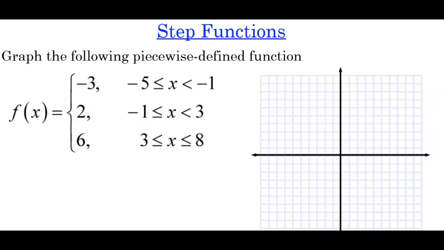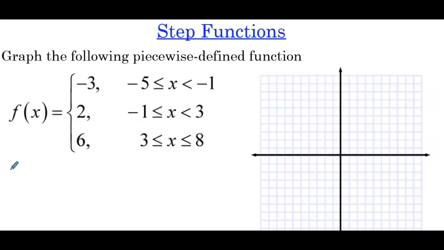So our first example, graph the following piecewise defined function where f of x is defined as -3 on the domain -5 is less than or equal to x, which is less than -1, 2 on the domain -1 is less than or equal to x, which is less than 3, and 6 on the domain 3 is less than or equal to x, which is less than or equal to 8. Okay, so practice graphing a piecewise defined function.